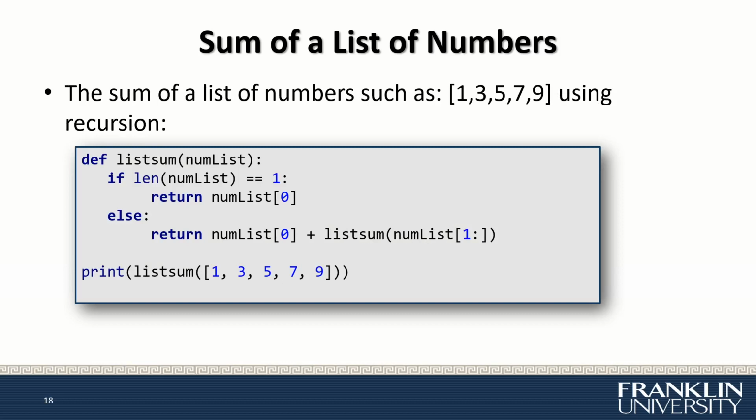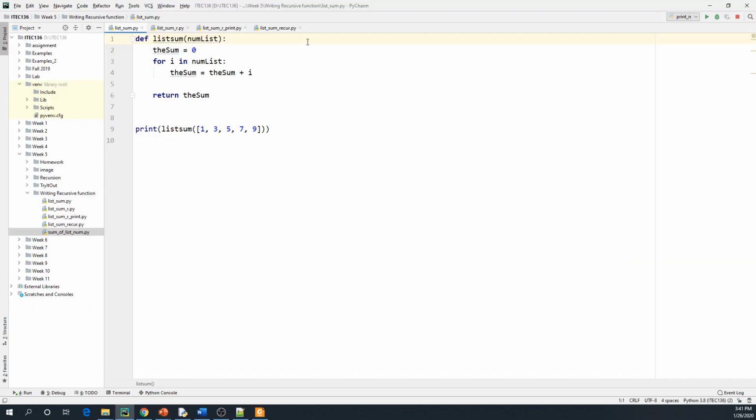And by doing that, I can write the recursive list sum function. If the length of the list is 1, then I return the first element. Otherwise, I return the first element plus the sum of the rest of the elements. And using the list slice method, I get from the second element to the end. And I can show you that in Python.